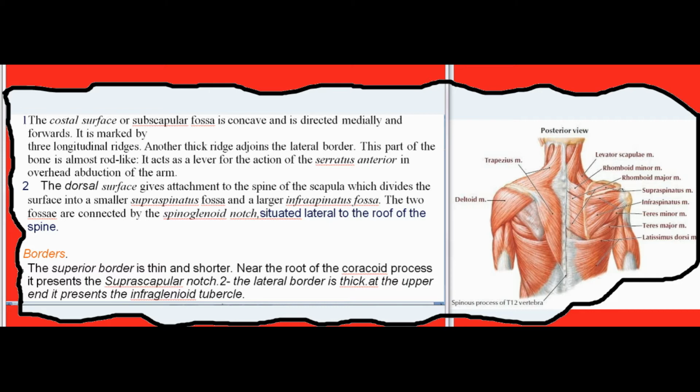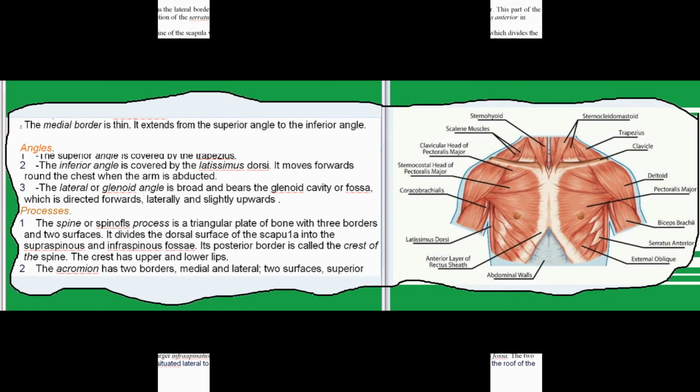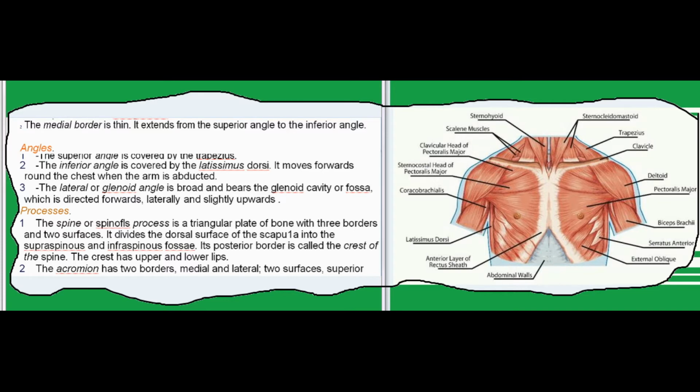2. The lateral border is thick. At the upper end it presents the infraglenoid tubercle. 3. The medial border is thin. It extends from the superior angle to the inferior angle. Angles. 1. The superior angle is covered by the trapezius. 2. The inferior angle is covered by the latissimus dorsi. It moves forwards round the chest when the arm is abducted.